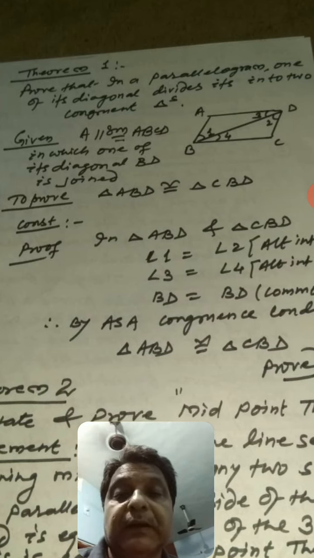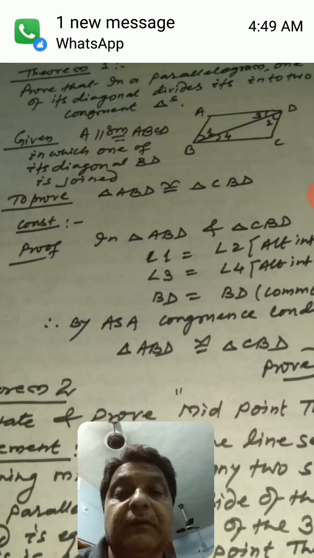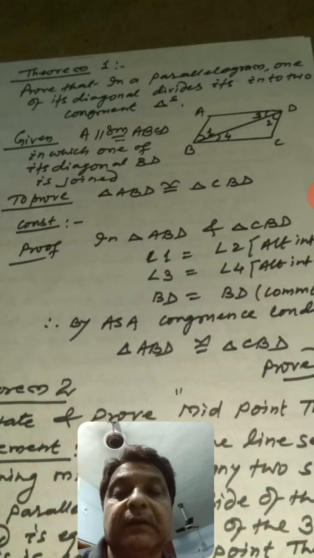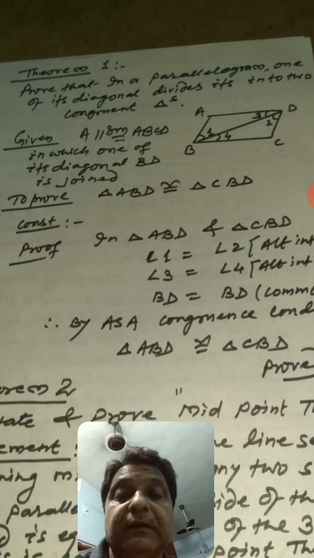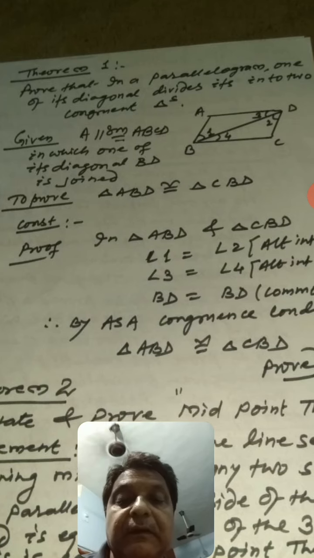proof. Taking triangle ABD and triangle CBD: angle 1 is equal to angle 2, being alternate interior angles; similarly angle 3 is equal to angle 4, again being alternate interior angles; and BD equal to BD, common. So by the ASA congruence condition, triangle ABD is congruent to triangle CBD, and it is required to prove.